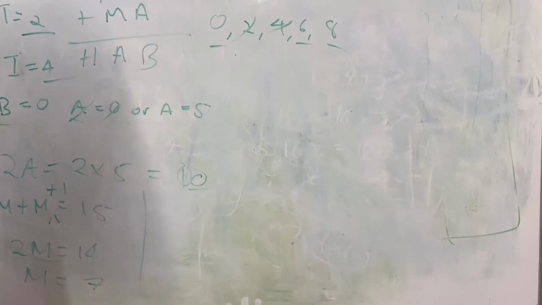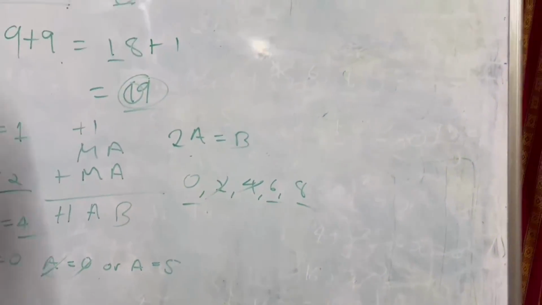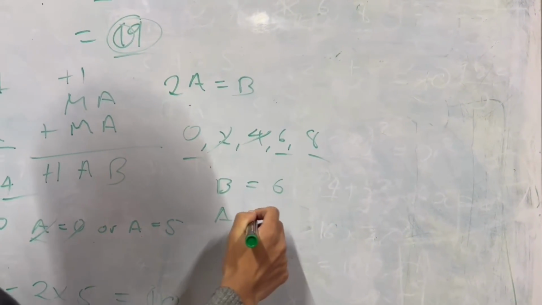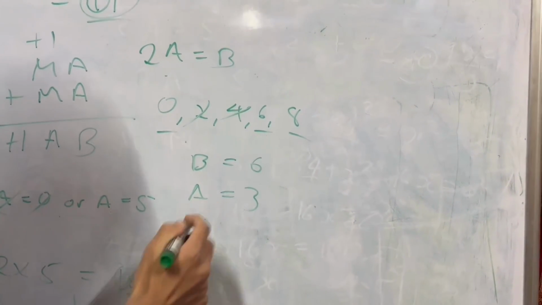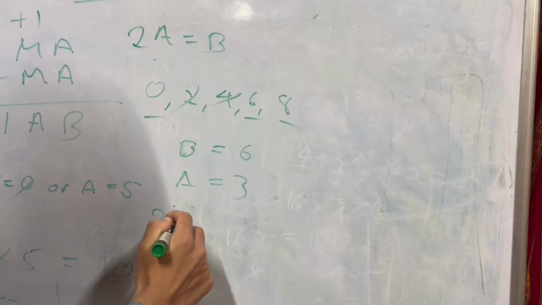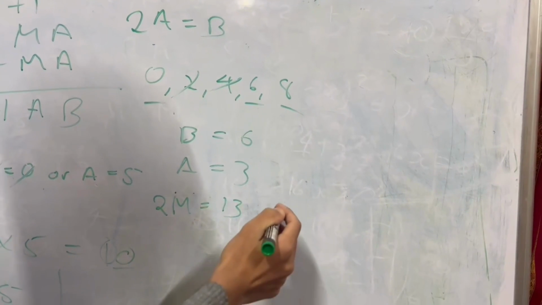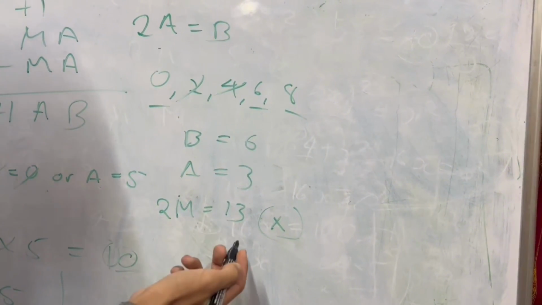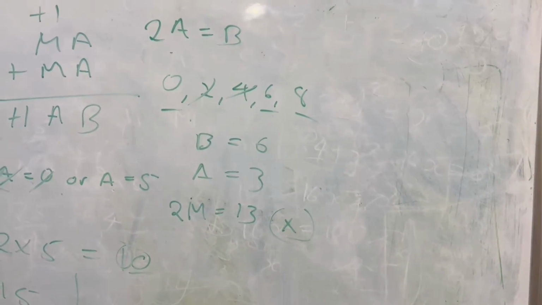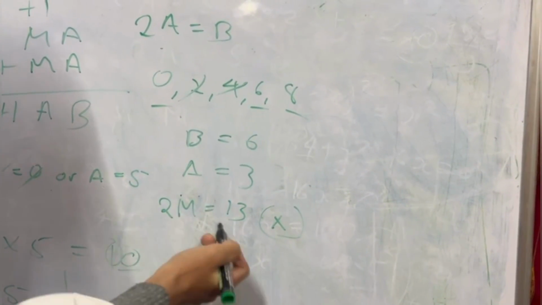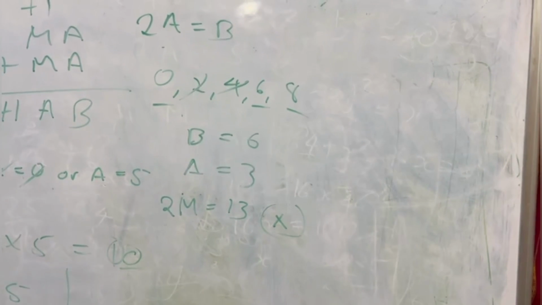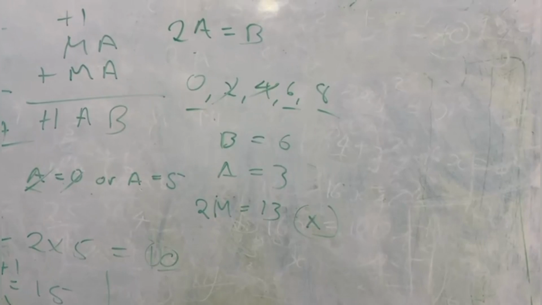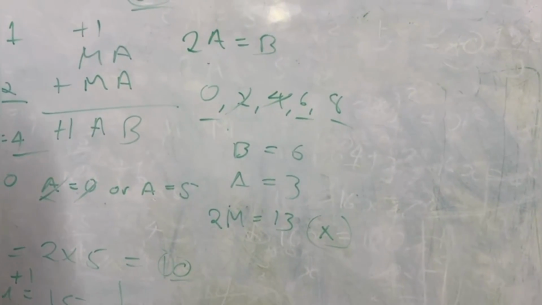Now let's see if the other values of b work or not. If b is equal to 6, a is equal to 3. So if a is equal to 3, we get that 2m is equal to 13, which is not possible because 13 is not an even number, and if we divide 13 by 2, we get some decimal value, and we know that each letter represents a unique digit, so the value of m cannot be in decimals.